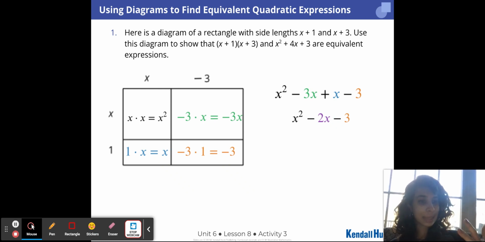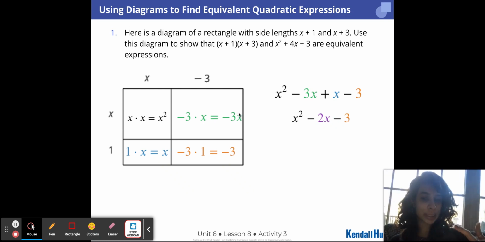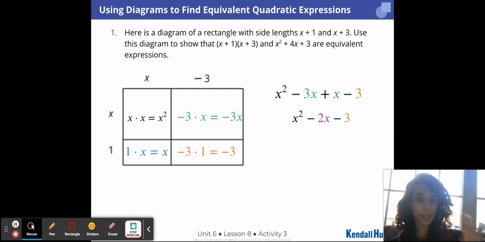And so this is the same thing. Don't get nervous when it is negative numbers. Just multiply that negative number. A negative times a positive is still going to be negative. And so negative 3 times 1 is negative 3. Negative 3 times x is negative 3x.